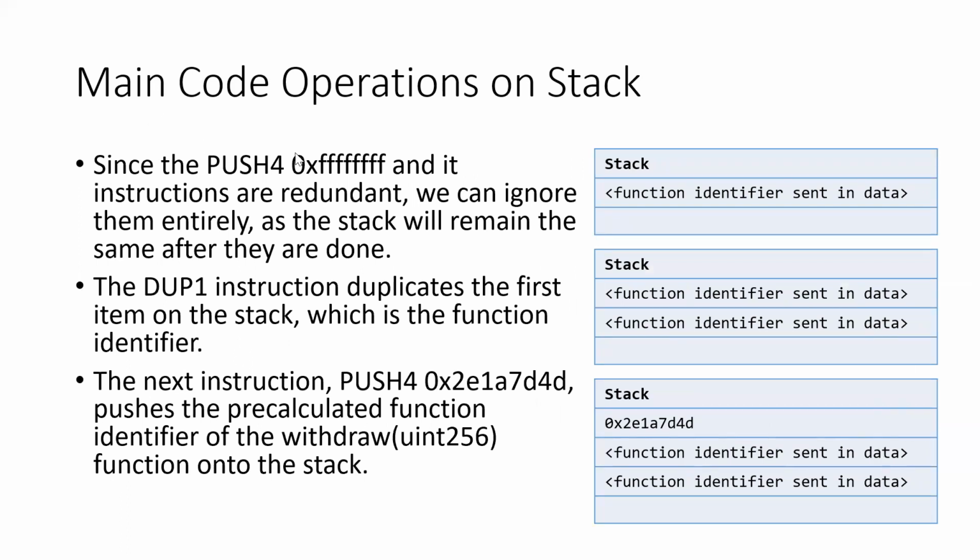Now we've got this push 4 hexadecimal number, and we can ignore that as the stack is going to remain the same. The dupe 1 is just going to duplicate the first item in the stack, which is the function identifier. So now we have two function identifiers on the stack. The next instruction, push 4 followed by this strange hexadecimal number 2E1A7D4D, is going to push this pre-calculated function identifier of the withdrawal function onto the stack. So now we have the function identifier from the call data, and the one that was pushed on the stack to identify the withdrawal function.